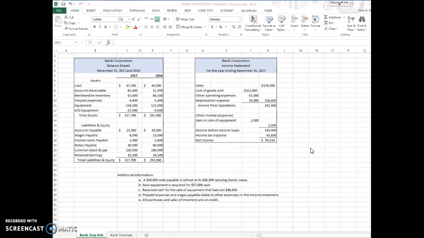To begin, print out the financial statements for Bannock Corporation found on the first tab of the attached Excel workbook, as shown on the screen. Once you've printed, move on to the second tab where you will find the pre-built template for us to use.